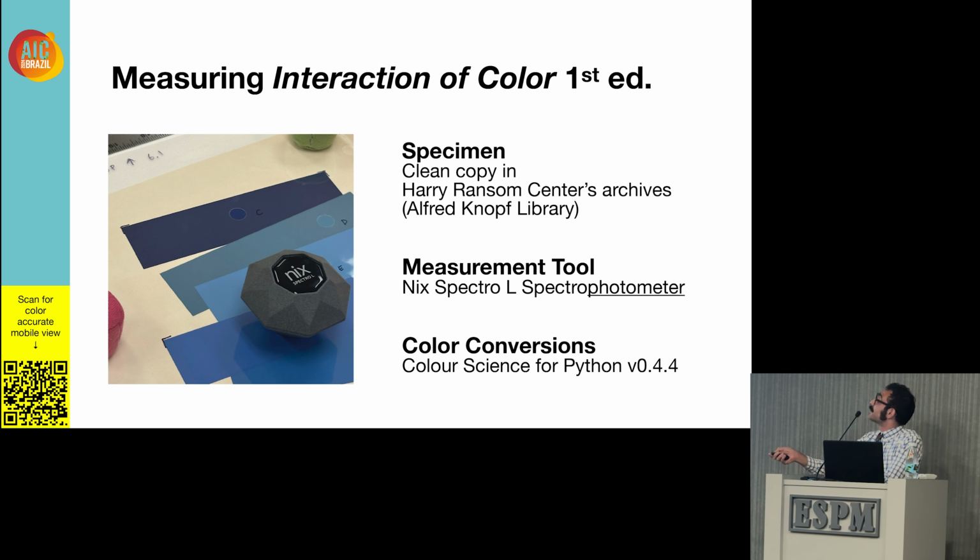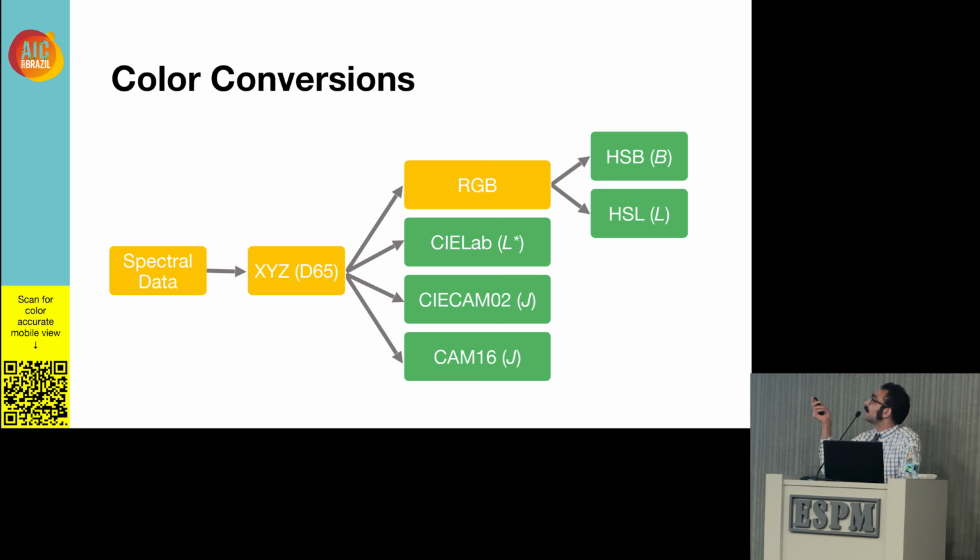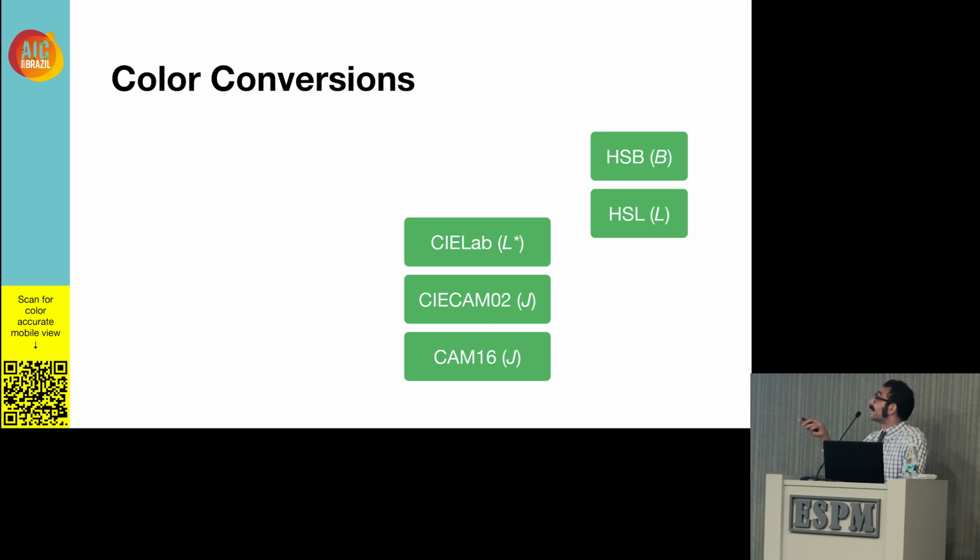The measurement tool used was a NIX Spectro L spectrophotometer. I underlined photometer because it looks like a spectrocolorimeter. It's really slim, but it's actually giving me raw spectral data. I measured in M2 measurement mode; I didn't put it on here. Color conversions were done in Colour Science for Python version 0.4.4, the alpha. All the calculations from the spectral data to XYZ to RGB, LAB, CAM02, CAM16, and from RGB to HSB, B, and L were made. That way we could take out these green variables and evaluate just those lightnesses.